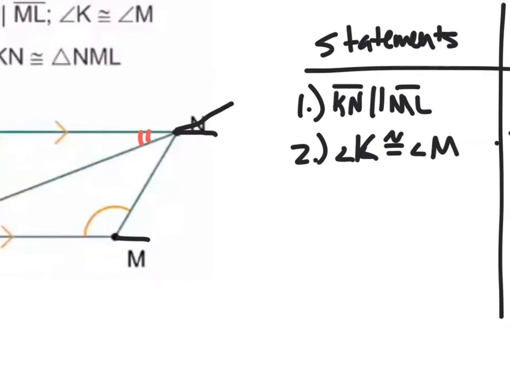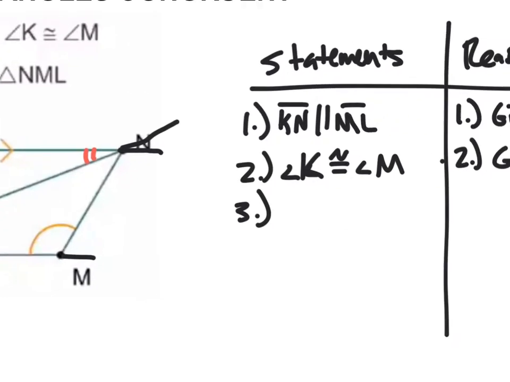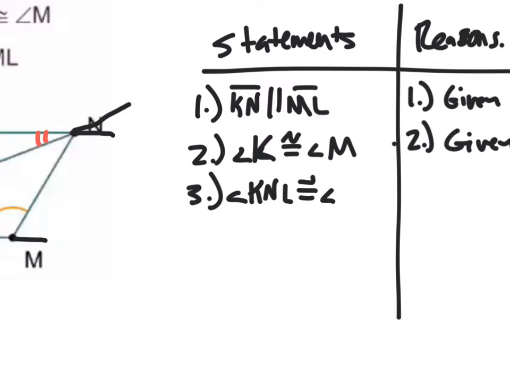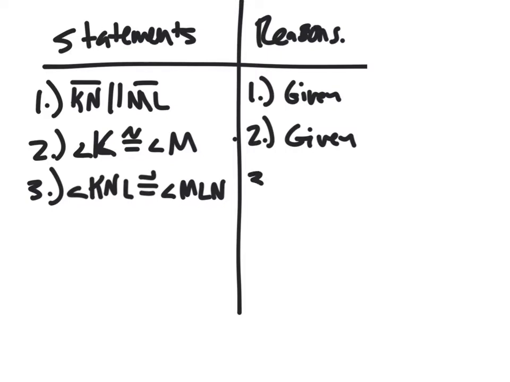So the third thing that I'm going to say here is that angle KNL is going to be congruent to angle MLN. I can say that because those are alternate interior angles, and that's from a previous unit.